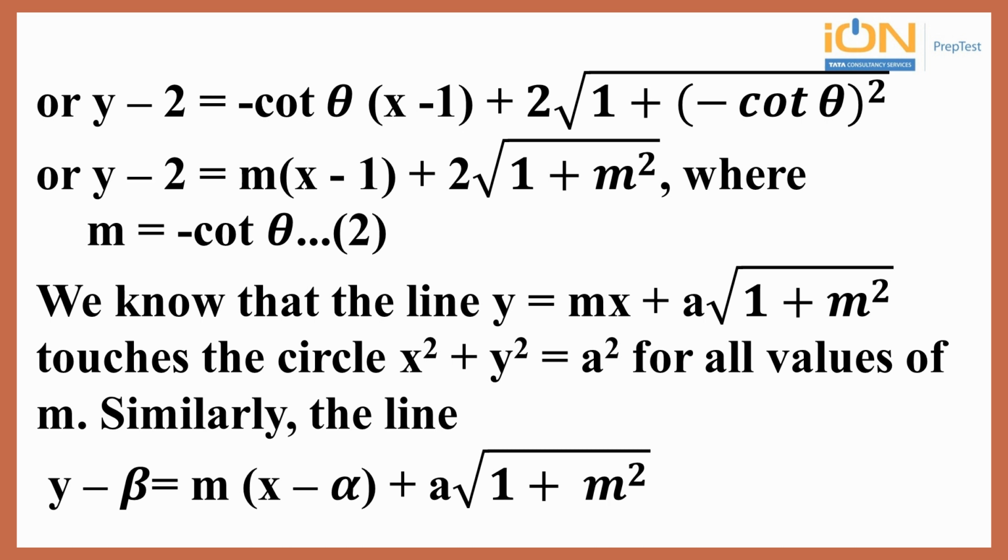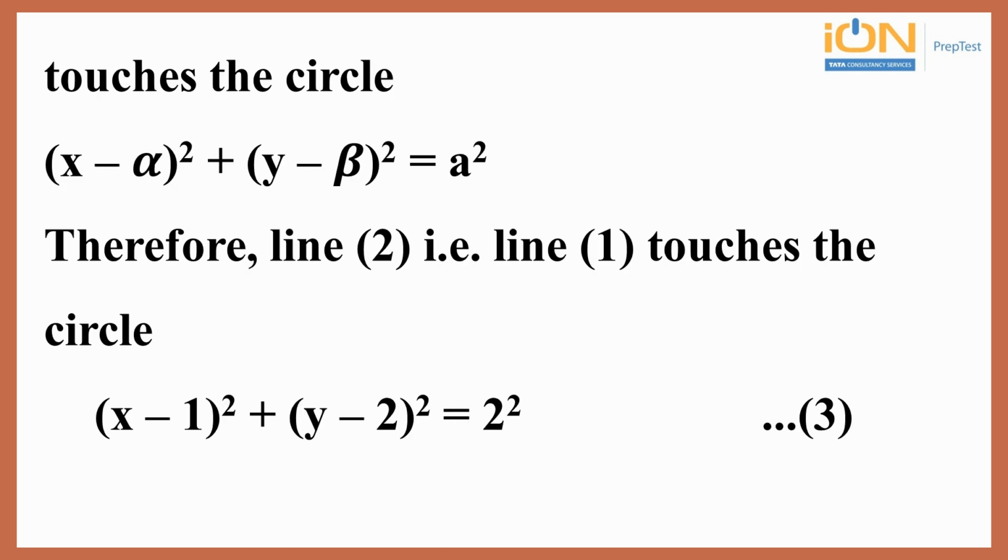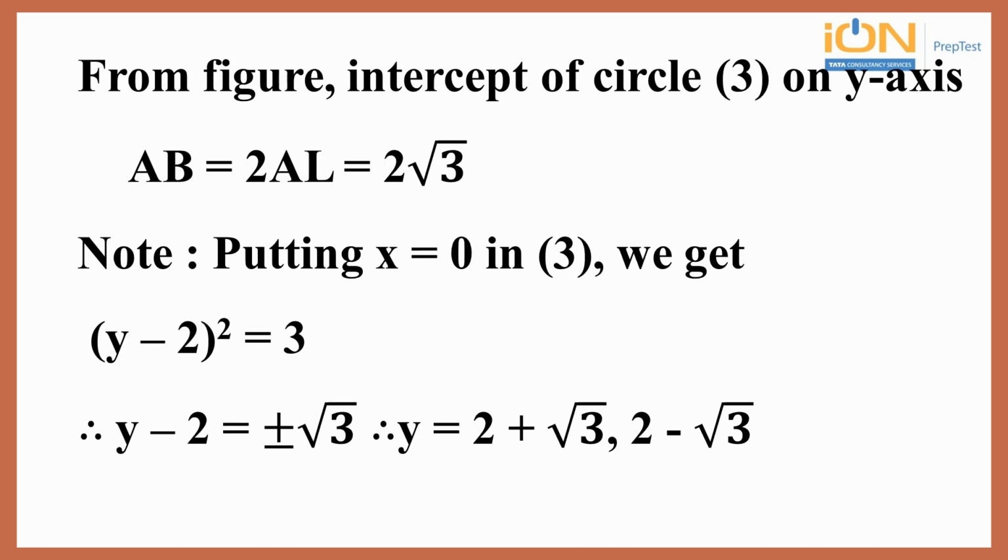That is, we know that y equal to mx plus a root 1 plus m square is a tangent to the circle x square plus y square equal to a square with slope m. Now, y minus 2 equal to m into (x minus 1) plus a into root 1 plus m square would have been tangent to the circle (x minus 1) whole square plus (y minus 2) whole square equal to 2 square. So from the figure, the intercept of the circle on the y-axis is AB, which is equal to 2 times AL, and that is equal to 2 root 3.